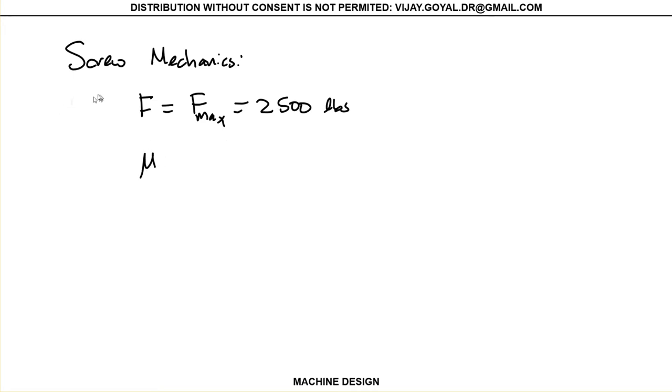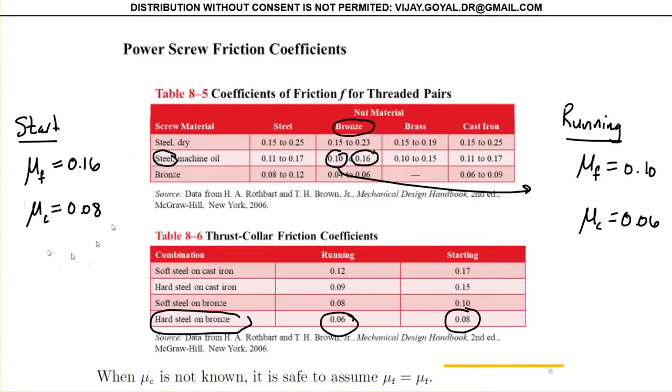Okay, I'm going to start. This is a start, by the way. This is what happens when I start everything. So your friction is 0.16, and at start, this is 0.08. Remember, we found all these values here, so these are the values I'm going to use.